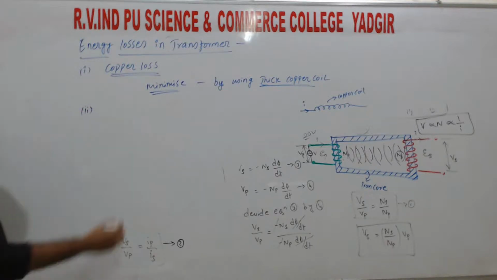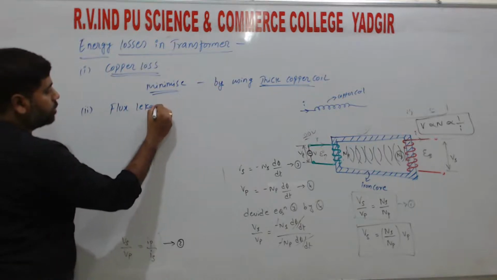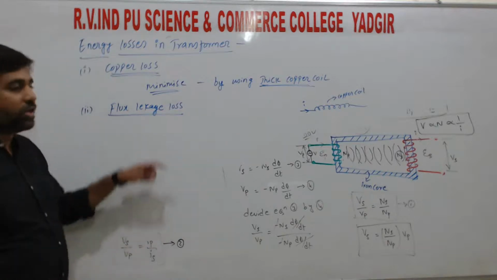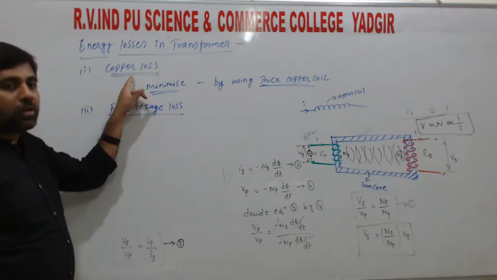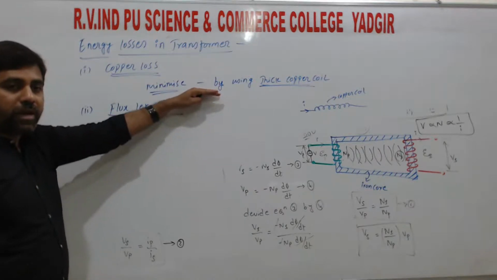And the second one is flux leakage loss. So if they ask you to mention in 2 marks, you just need to write the copper loss. If they ask how to minimize, only then do you need to write the minimization, right?